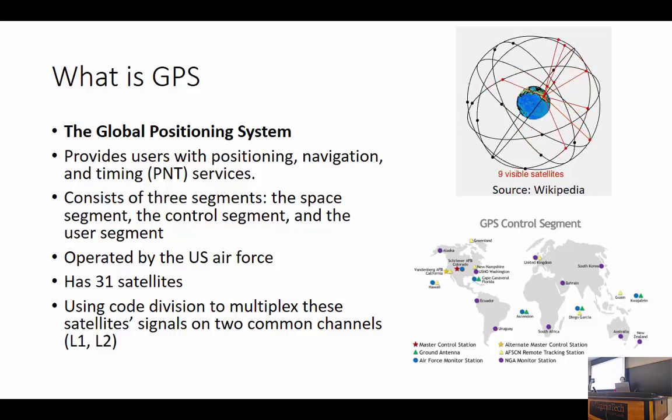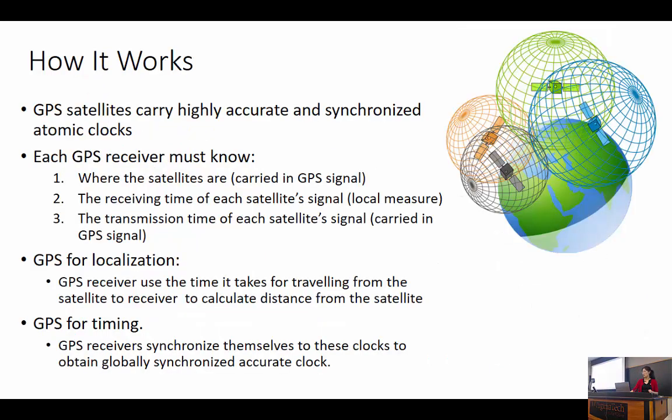GPS uses code division multiplexing to multiplex different satellite signals onto 2 common wireless channels. So there are 2 channels that are used by GPS. And GPS is operated by the US Air Force, and all the GPS satellites carry highly accurate and tightly synchronized atomic clocks. So you can consider that the time on each of the satellites is synchronized, and the ground stations help them to maintain that synchronization.